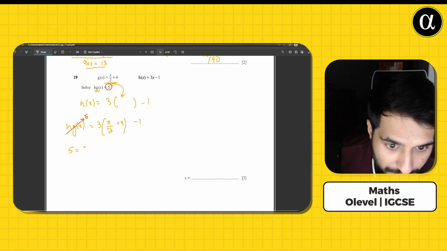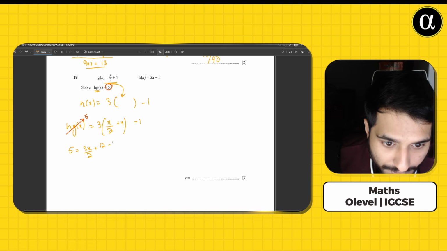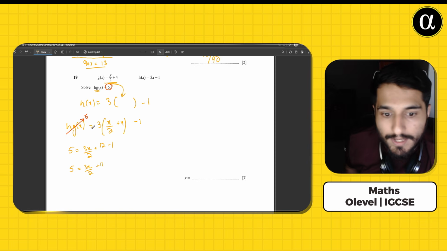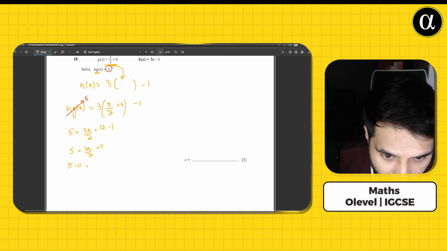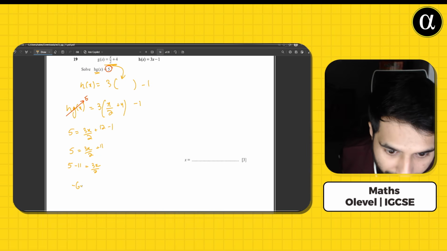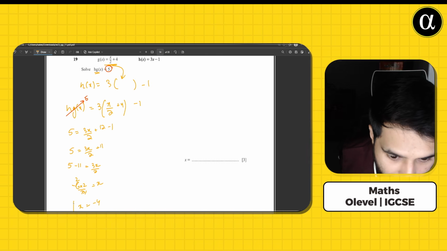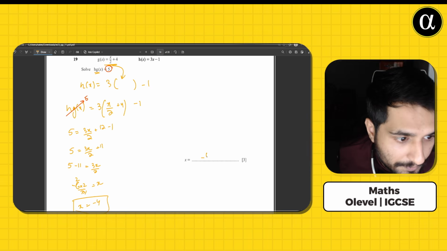5 is equal to 3x upon 2 plus 12 minus 1, then this would become 5 is equal to 3x upon 2 plus 11, and this 11 would go on to the other side, so 5 minus 11 is equal to 3x upon 2, and this would become minus 6 into 2 over 3 is equal to x. And x would be what? 1s are, 2s are, so this is going to be minus 4. So the answer for x is going to be minus 4.